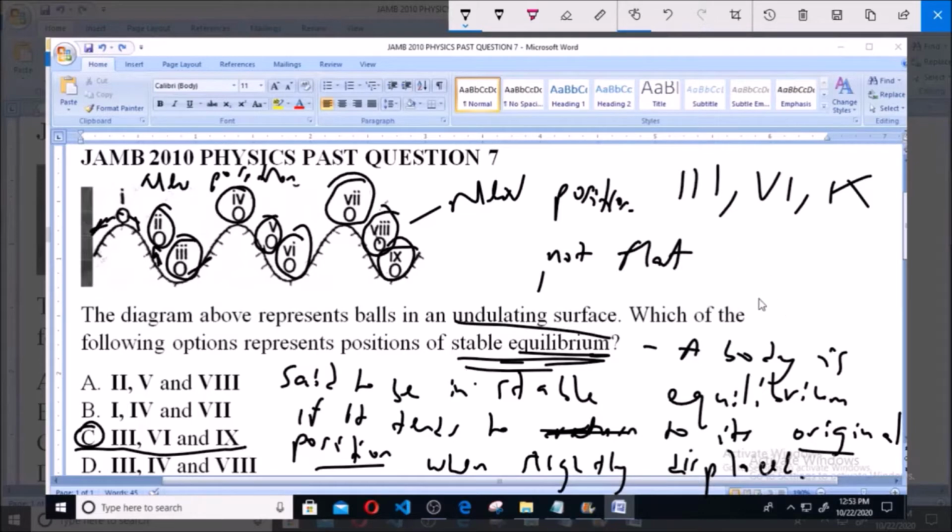Now, in addition to what we've just said, an example of stable equilibrium that is usually given is a ball in the middle of a bowl. Okay, so a ball in the middle of a bowl, when you displace it, it will return back to its original position. Now you can see the positions of these 3 balls. The shape of the surface looks as if they are in the middle of a bowl, so that's another indicator that they are in stable equilibrium.